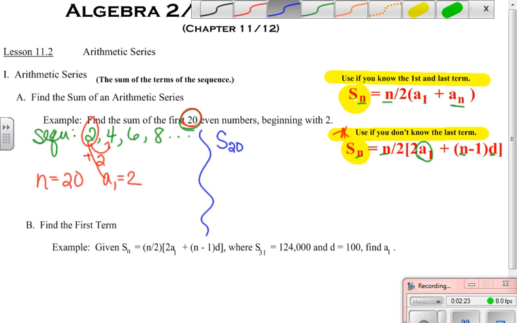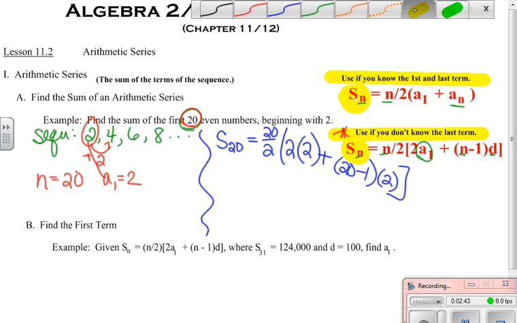So the sum of the first 20 terms is equal to n, 20, divided by 2 times 2 times the first term, which is 2, plus 20 minus 1 times my common difference, which is 2. So the values I'm inserting here, here's my n, there's my n, and my n shows up again there. A1 shows up right here, and my common difference shows up right there. So we go ahead and do some work on that.